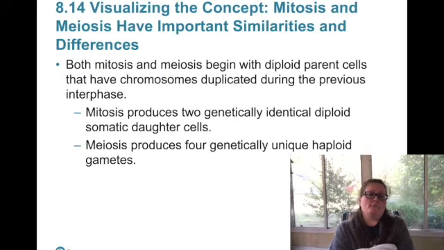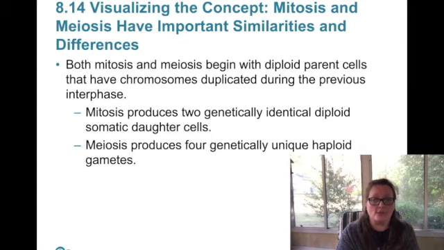So both mitosis and meiosis begin with diploid parent cells that have chromosomes duplicated during the previous interphase.